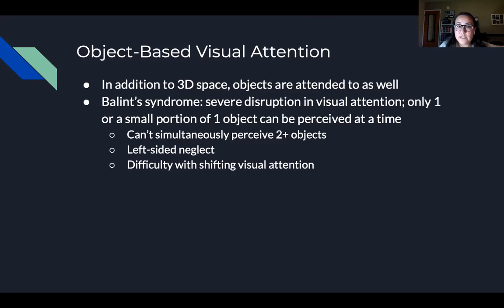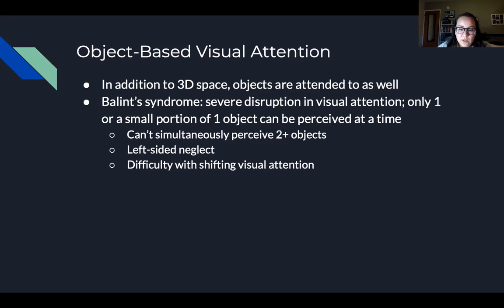And there is this condition called Balint syndrome, which is a breakdown in our ability to attend and be aware of what's going on in our visual field. It's caused by bilateral damage to regions of the back part of the parietal lobe and then the occipital cortex, which again we know is very involved in perception, and the occipital lobe is involved in vision.